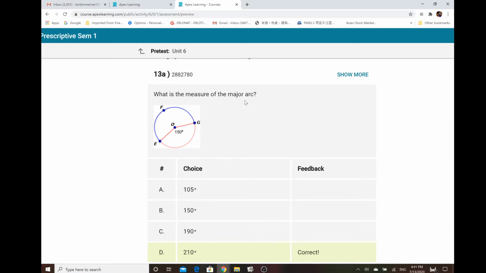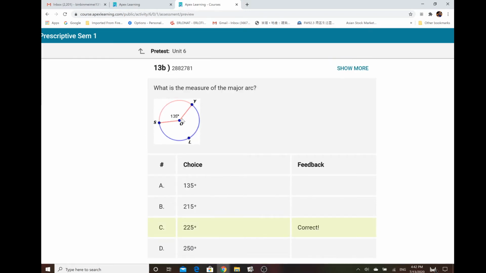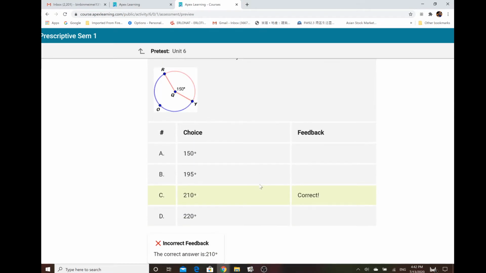So what's the measure of the major arc? Since we do know the minor arc is 150, the way to find the major arc is just 360 minus the measure of the minor arc. So 360 minus 150, then that'll be 210. 360 minus 135 is 225. And 360 minus 150 is 210.